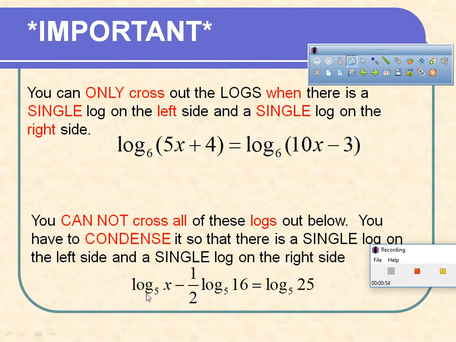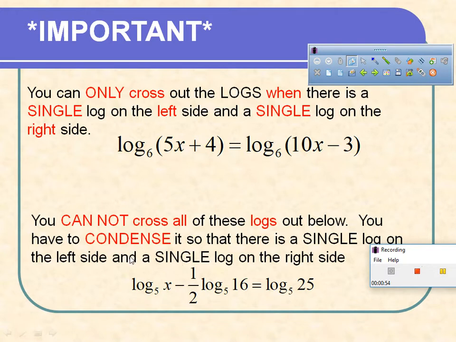However, look below here at the bottom. You see this log base 5, this log base 5, this log base 5? You cannot cross out all of these, even though it's very tempting to cross them all out. Because if you notice, how many logs do you have on the left-hand side? 2, right? So you can't just cross those out. That is not a rule. That's not legal.